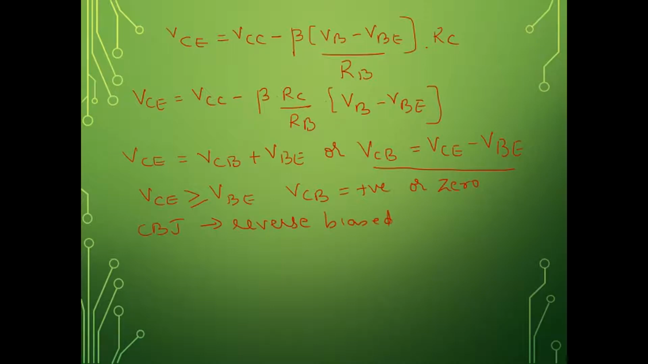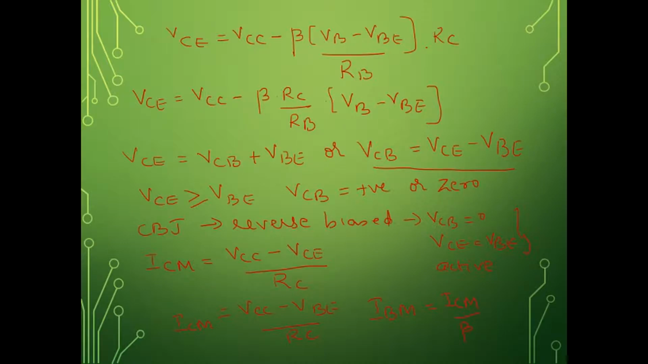That means our collector base junction is reverse biased and the transistor is operating in the active region. So the maximum collector current in the active region can be given by ICM, which is equal to VCC minus VCE in the active region divided by RC. So what is VCE? We substitute VCB equal to 0 and VCE equal to VBE in the active region. So it is VCC minus VBE by RC, nothing but ICM. The corresponding base current can be given as IBM equal to ICM by beta.